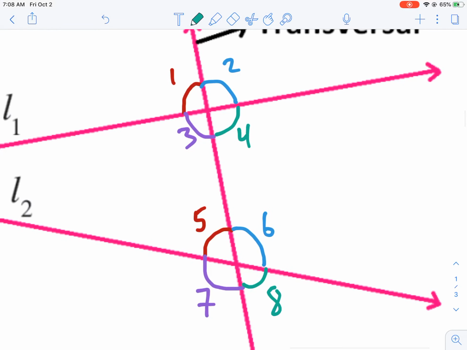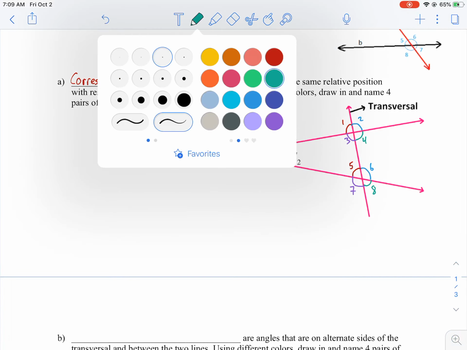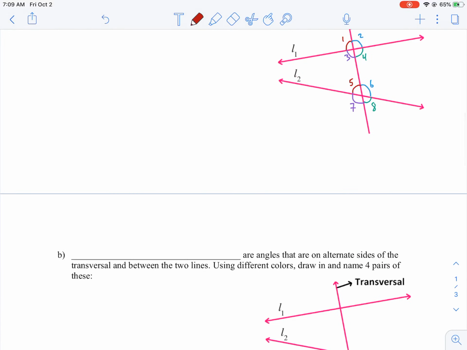So these are the 4 pairs of corresponding angles, okay? Make sure that you did that correctly. Top left, top right, bottom left, bottom right. Those 4 pairs that are made, okay, are corresponding angles. And we're going to be learning some more stuff about this later.